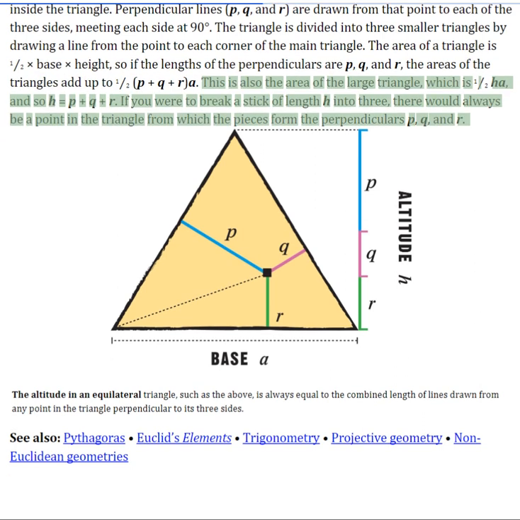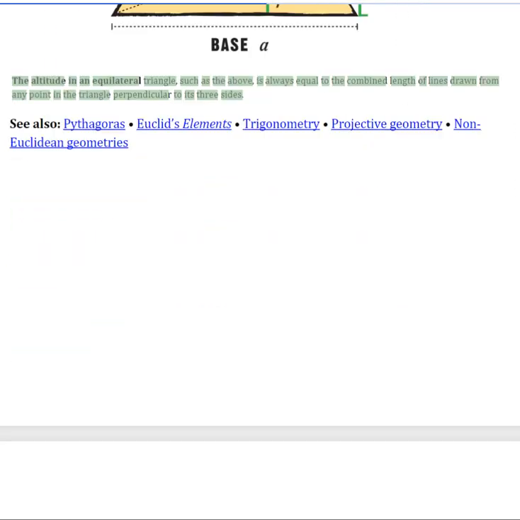This is also the area of the large triangle, which is ½ha, and so h equals p plus q plus r. If you were to break a stick of length h into three, there would always be a point in the triangle from which the pieces form the perpendiculars p, q, and r. The altitude in an equilateral triangle, such as the above, is always equal to the combined length of lines drawn from any point in the triangle perpendicular to its three sides.